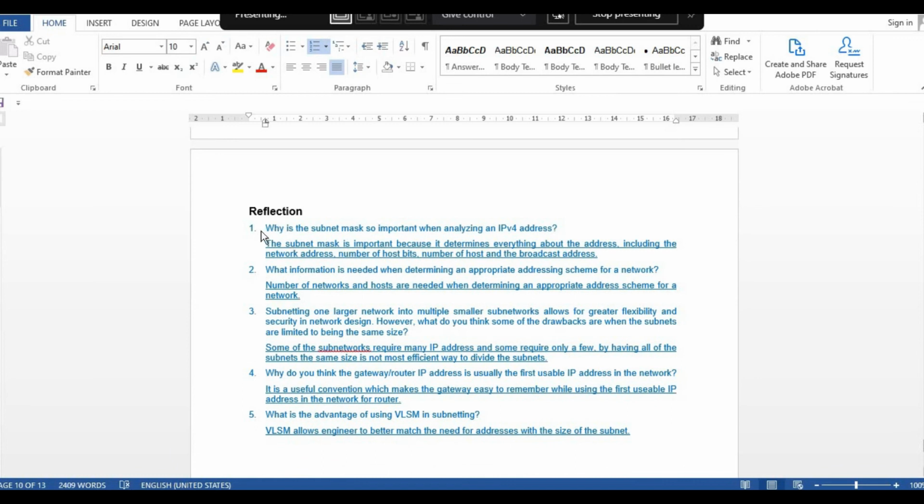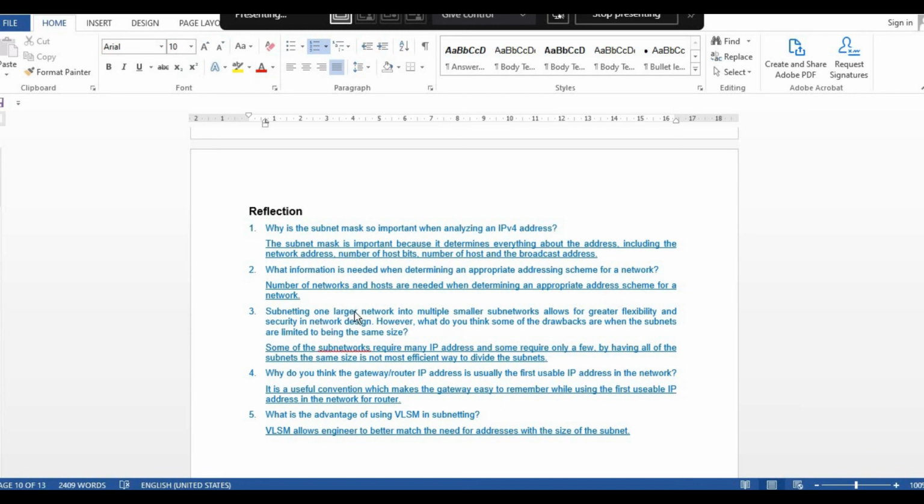Okay, reflection. For question 1, why is the subnet mask so important when analyzing an IPv4 address? The subnet mask is important because it determines everything about the address, including the network address, number of host bits, number of hosts, and the broadcast address. Number 2, what information is needed when determining an appropriate addressing scheme for a network? The number of networks and hosts are needed when determining an appropriate addressing scheme for a network.